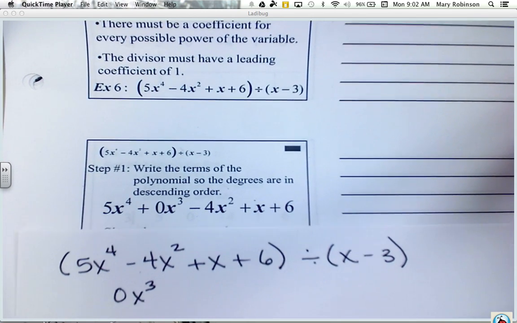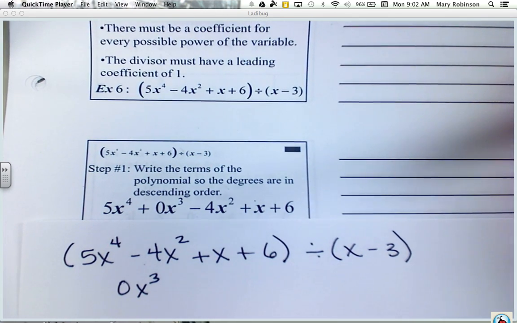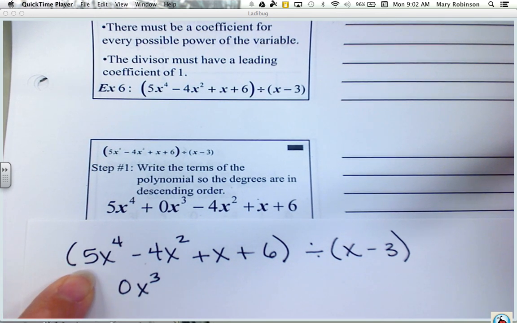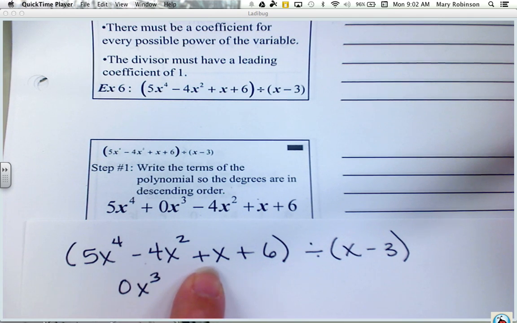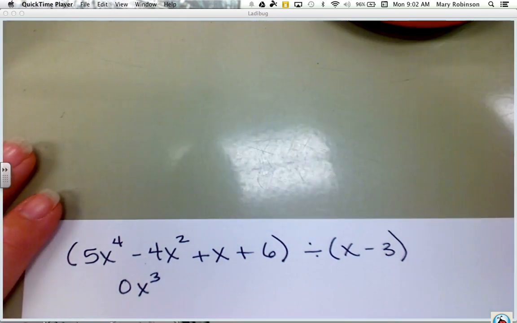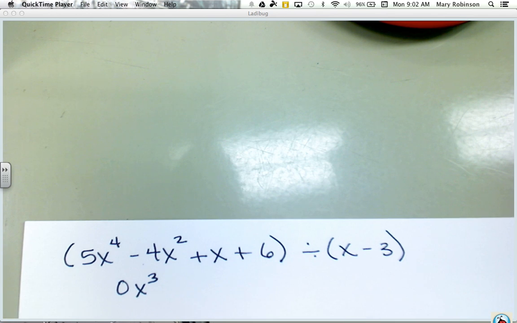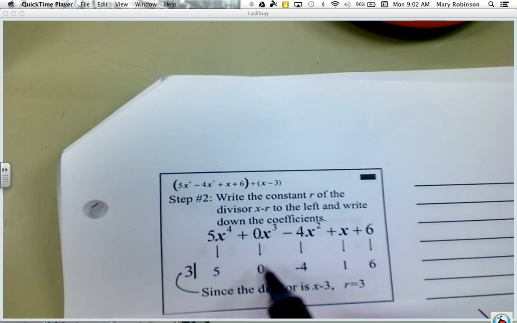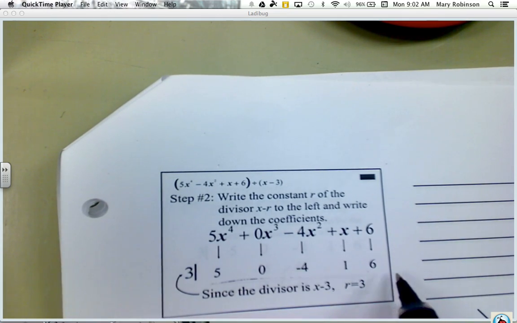So next, we're going to write these terms so that the polynomial is in descending order. If I rewrite this, we would have 5x to the fourth plus 0x cubed minus 4x squared plus x minus 6. To get started, we are going to take all of these terms and create a row of all of the coefficients.